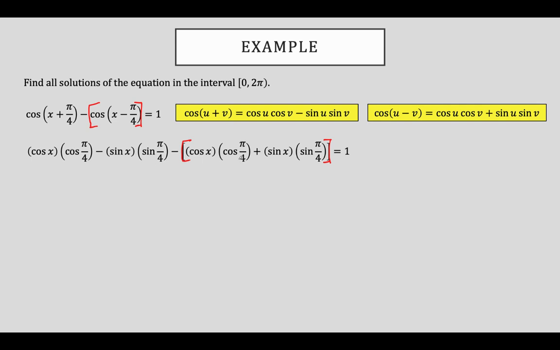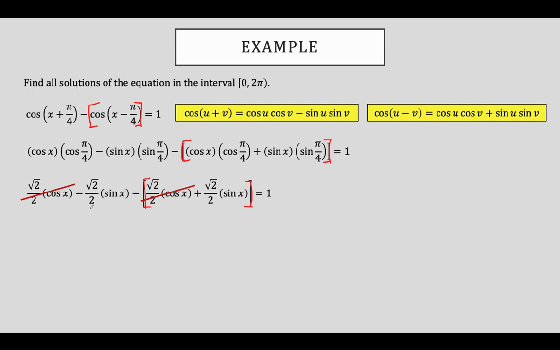If I plug in root 2 over 2 for the cosine of pi over 4, and the sine of pi over 4 is also root 2 over 2, I end up with root 2 over 2 cosine x minus root 2 over 2 sine x, minus the entire quantity. Again, that's our grouping, big bracket. Keep track of those negatives. Minus root 2 over 2 cosine x plus root 2 over 2 sine x. Here we can now see the root 2 over 2 cosine x minus root 2 over 2 cosine x. Those are going to subtract to 0. You could have canceled them out beforehand if you recognized that.